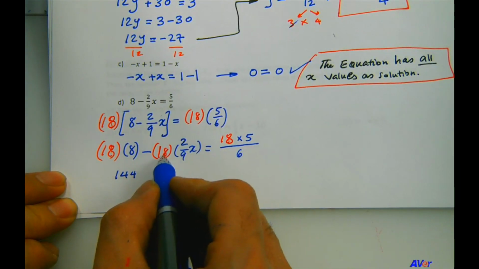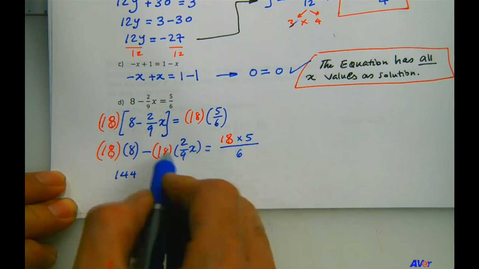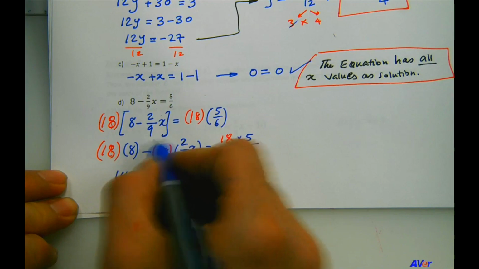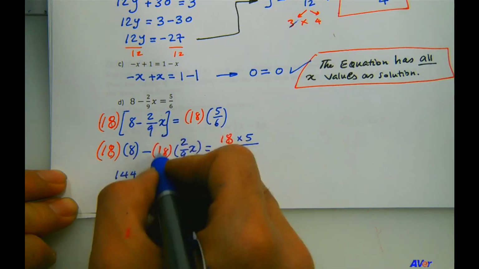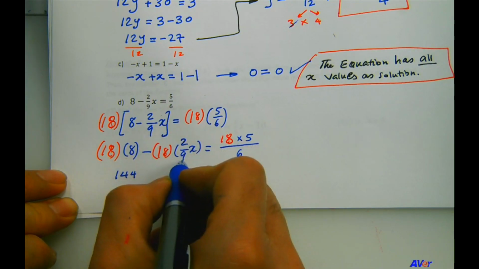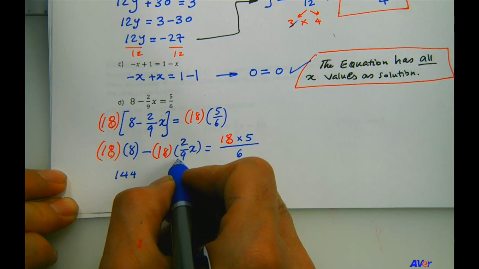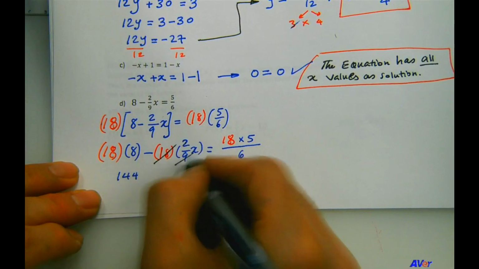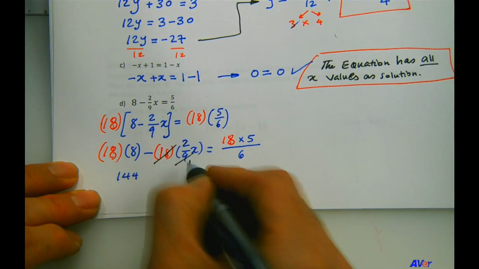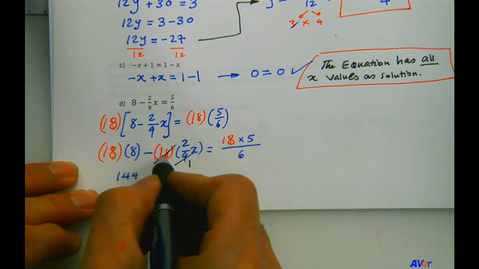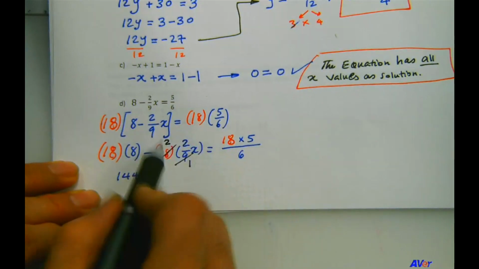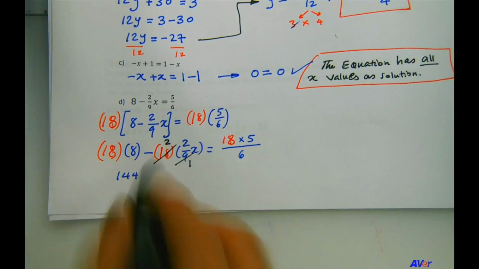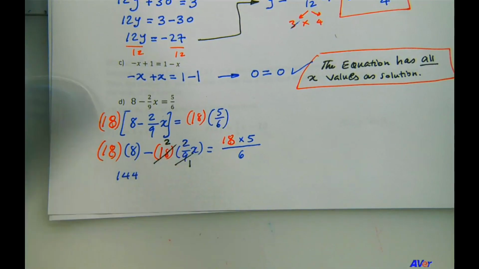Now we've distributed, so now we need to simplify. 18 has factors 9 times 2. The 9 factor of 18 and this 9 will cancel each other out. So this 9 goes away, we have 1. This 9 factor of 18 goes away, we have 2. 2 times 2x is equal to 4x. So we have minus 4x.